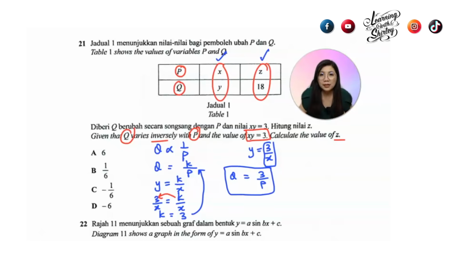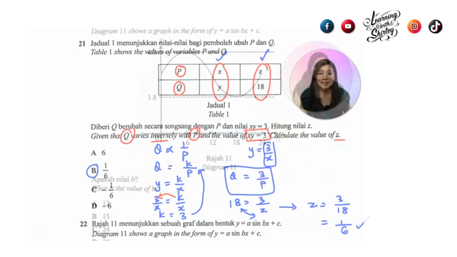Now we can find the value of Z. We substitute this group, P is Z and Q is 18. So 18 equals 3 over Z. Here we exchange places, which means Z is equal to 3 over 18. Then we simplify this: top and bottom divided by 3, so we get 1 over 6, and this is the final answer. Let's look at the options given, A, B, C, D. The answer is B.